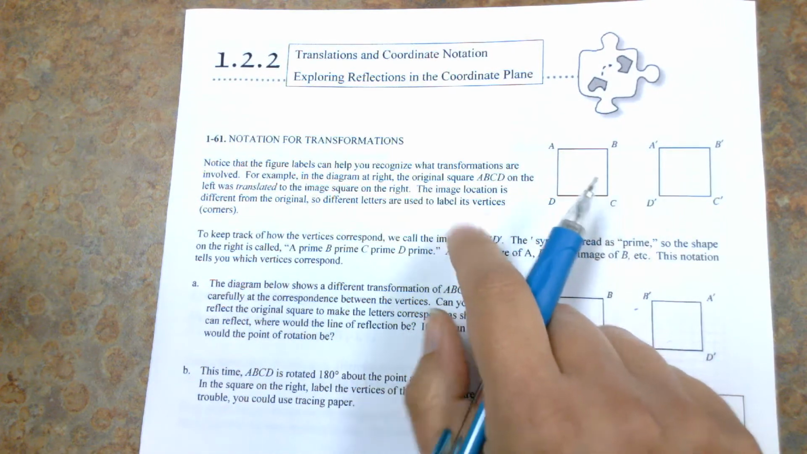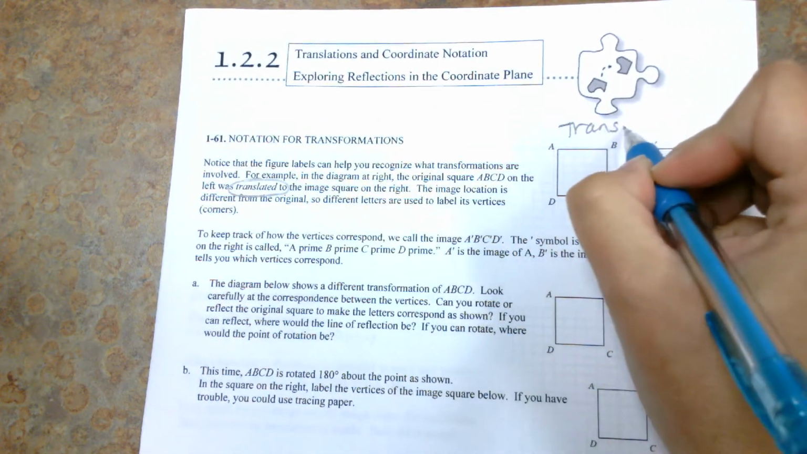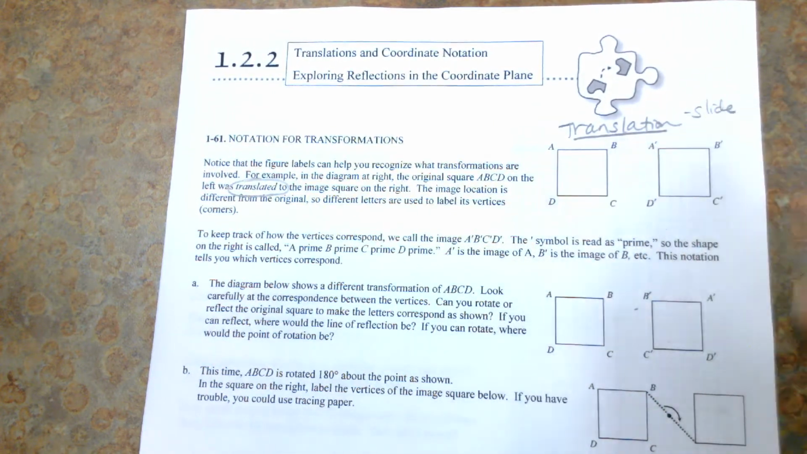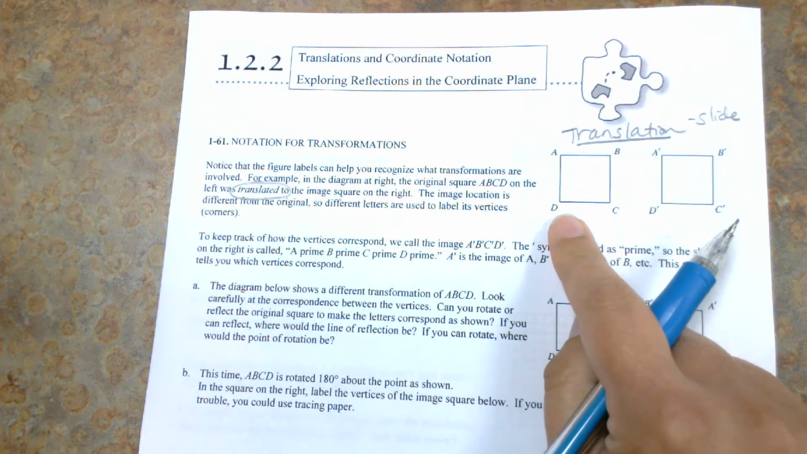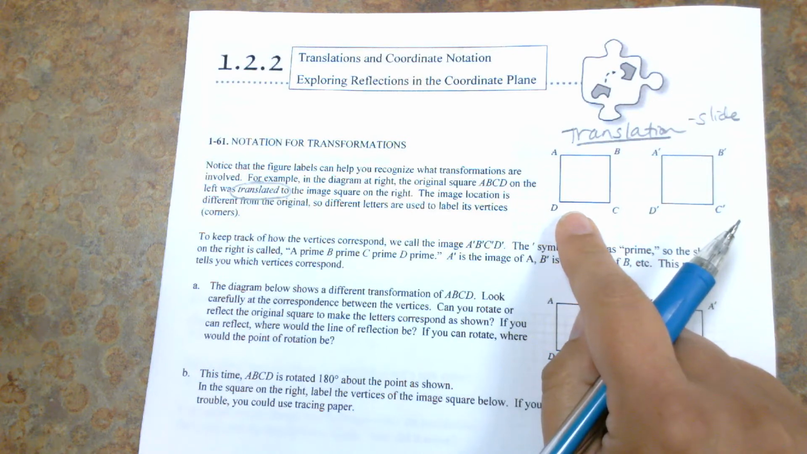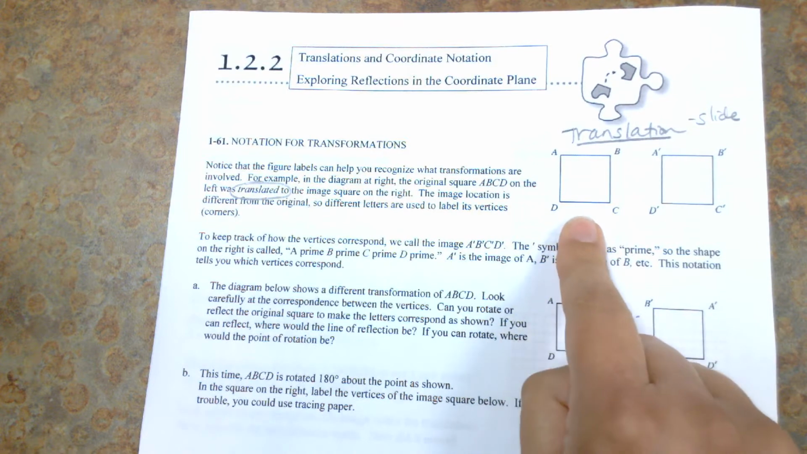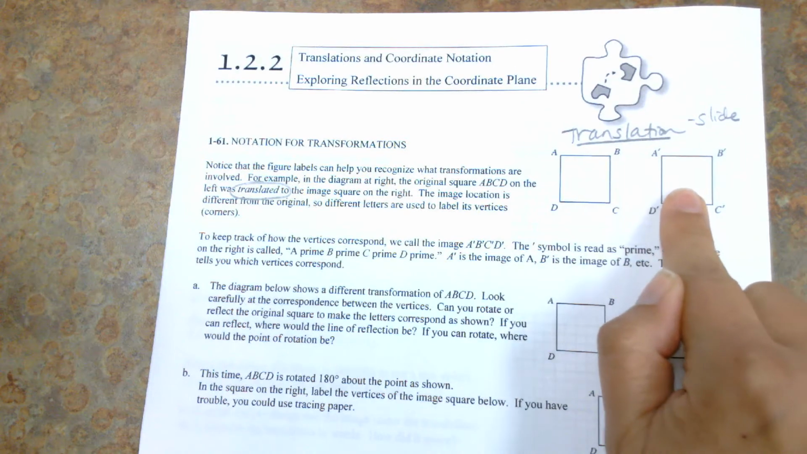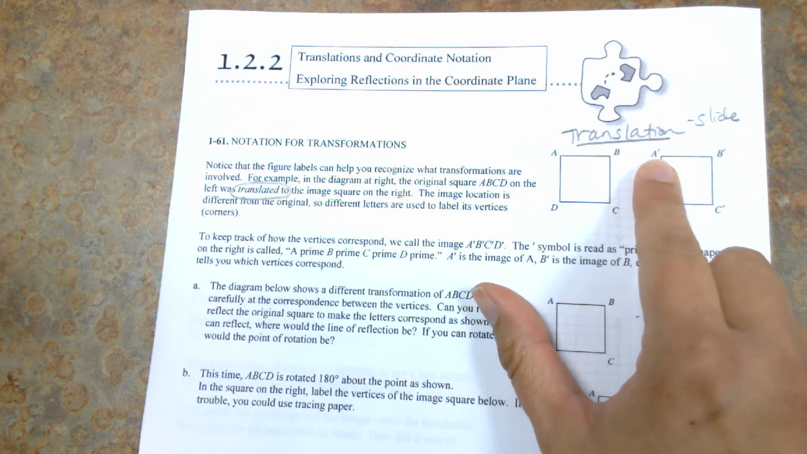So this is a translation. Another word for a translation is a slide. So if you look, and I know it looks like a square, but you cannot assume that it's a square. We can never assume that these are right angles or that these lengths are the same. So I'm going to say this quadrilateral, four-sided figure, moves from here to here. So A is in the top left, and it stays in the top left here in the new figure.